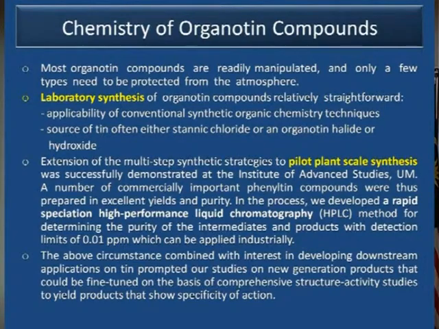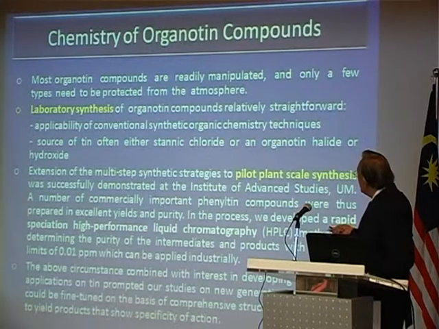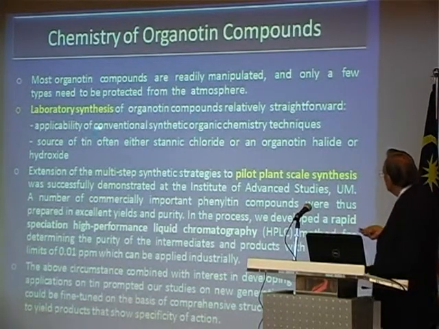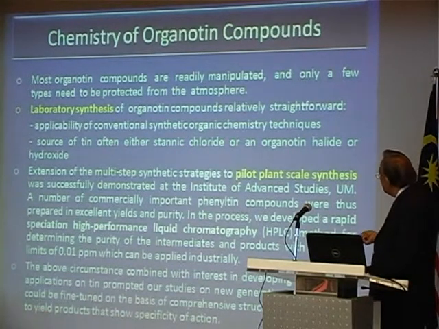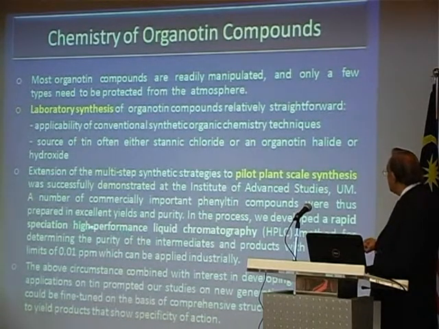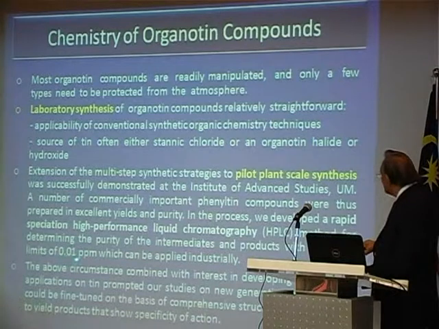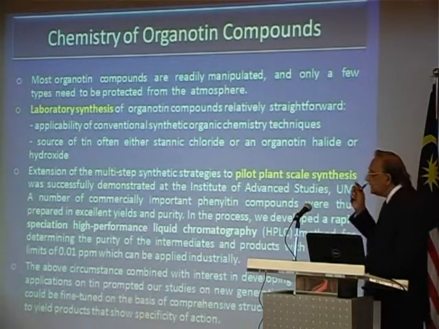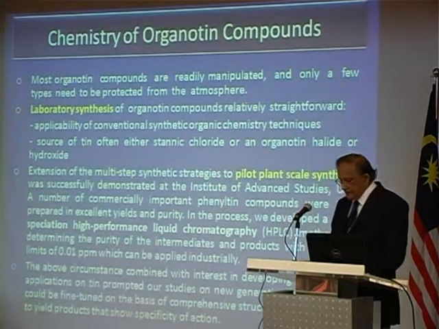Now, what is the exciting thing about organotins? Easily manipulated, not very sensitive to air. Laboratory synthetic methods, straightforward. And the source of tin is stannic chloride, organotin halide. And we have prepared this ourselves, we have extended it to a pilot plant scale synthesis. And even in the process, we developed a rapid speciation, high performance HPLC method for determining the purity of the intermediates and products with such low levels. So we can not only produce, we can ensure its purity, the levels of purity. That is the beauty of it.